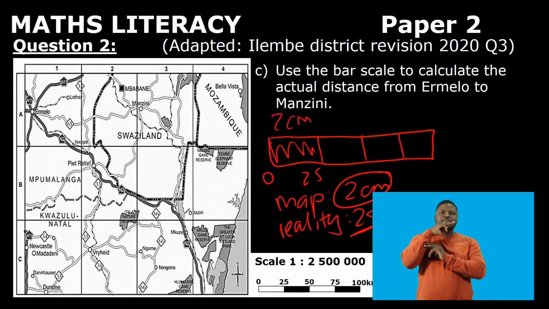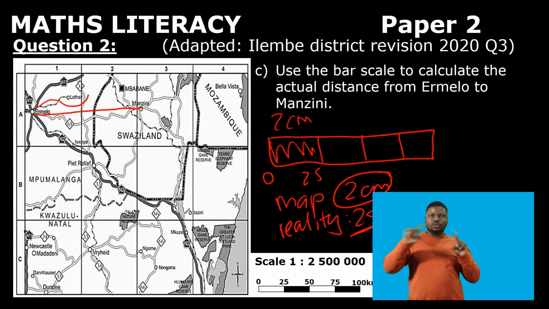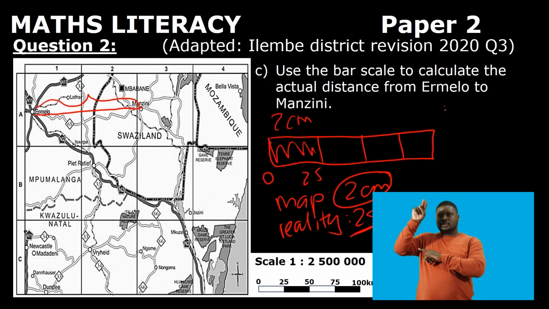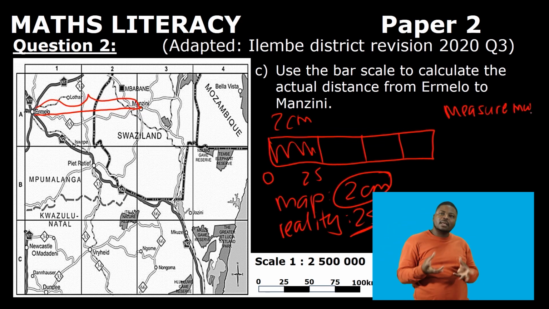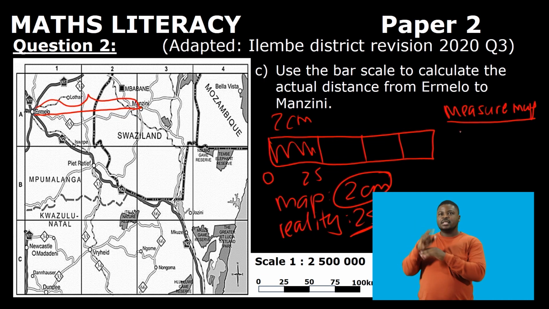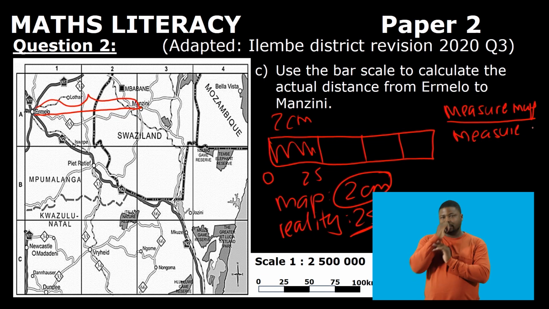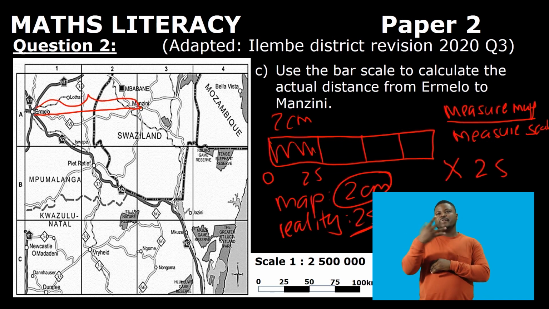Then from Ermelo to Mzini, we will measure that as well. So then you will measure on the map. You will divide by the scale. And then, sorry for that, let's go on here. You will times by the 25 kilometers. And that is how you will do that. Let's do a last one.